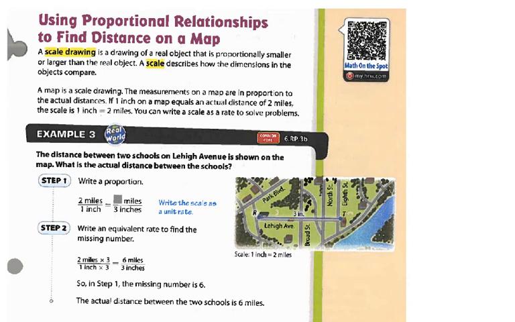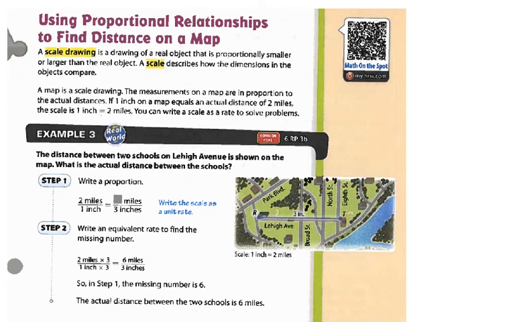Okay, here we have using proportional relationships to find distances on a map. So a scale drawing is a drawing of a real object that is proportionally smaller or larger than a real object. The scale describes how the dimensions in the object compare. So we've talked about this before. Like in social studies, you have a map and it'll say 1 inch is equal to 2 miles because they can't put the actual distances in your book. You know this, we've talked about it.